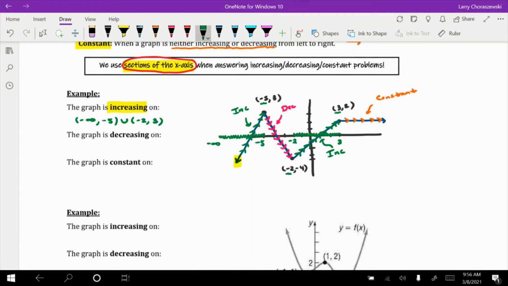Now, I do want to mention that it's easy to confuse some of these answers with ordered pairs, such as (-2, 3). That looks like an ordered pair, even though it's an interval of the x-axis. So sometimes what the author will do is use brackets on anything that's not infinity. So you might see this, say, in MyMathLab or the textbook as (-infinity, -5] union [-2, 3].